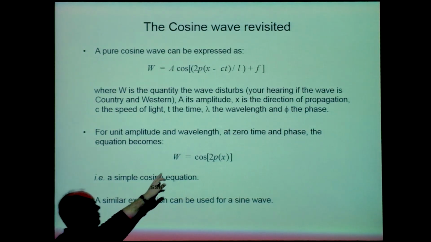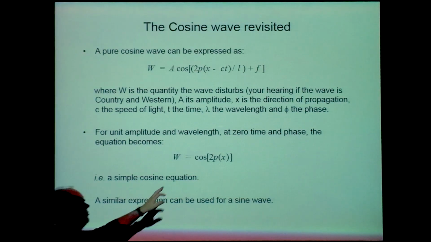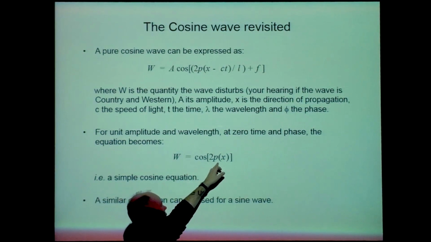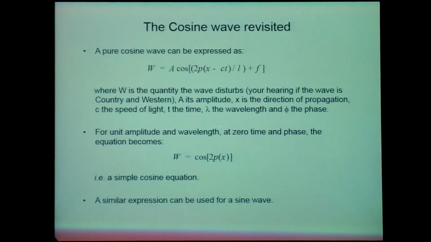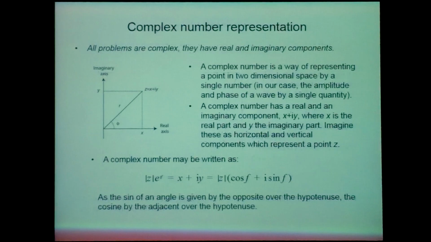For unit amplitude and wavelength, so if we consider a wavelength of 1 and an amplitude of 1, we can express this very simply as W is equal to cosine of the phase at position. I've showed you that one. Now I'm going to show you how complex numbers can be involved. All problems are complex. They have real and imaginary components. It's a geek joke.